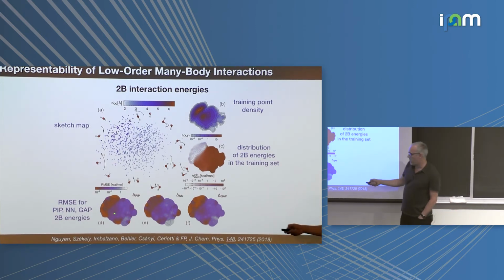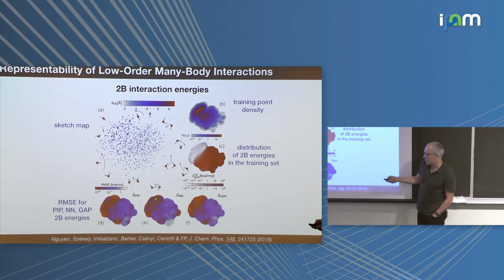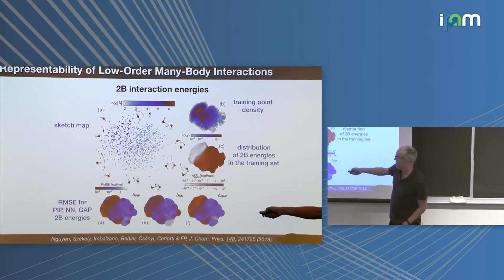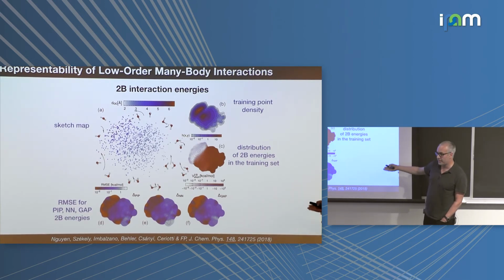And then if I look at the errors that I have with the permutation invariant polynomials, neural network, and GAP, you can see they are more or less the same. GAP is definitely doing much better here. Yes, this is the error. Much better here, but we showed that in the training set, GAP was overfitting.